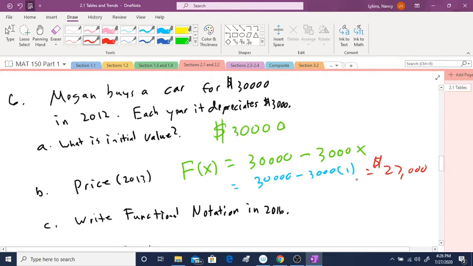Okay. Now, what about in 2016? It says write in functional notation. So all it's asking you is f. What are we going to put in this equation for x? You put 2016? No, you would say 2016 minus 2012. That's the initial year that we bought the car in. How many years has passed? 4.